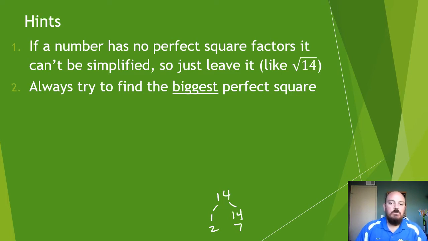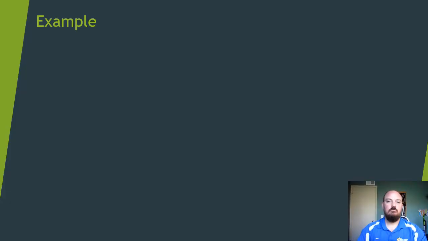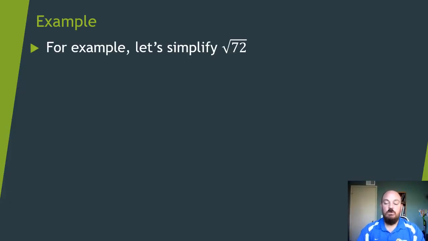And then number 2, sometimes numbers have more than one perfect square factor. And if that's the case, pick the biggest one. So I'm going to show you an example that shows you one that has more than one perfect square factor and what happens if you don't. Okay, so for this one, let's simplify the square root of 72.